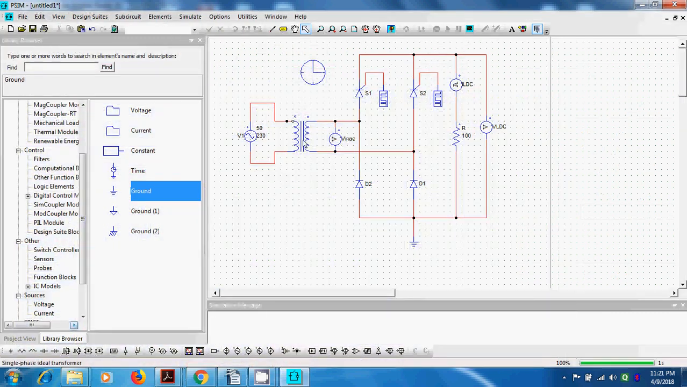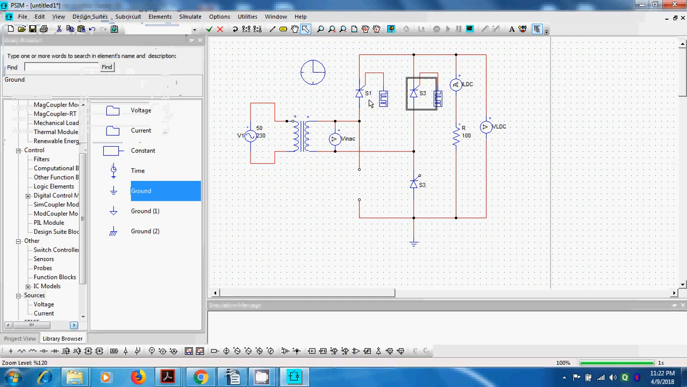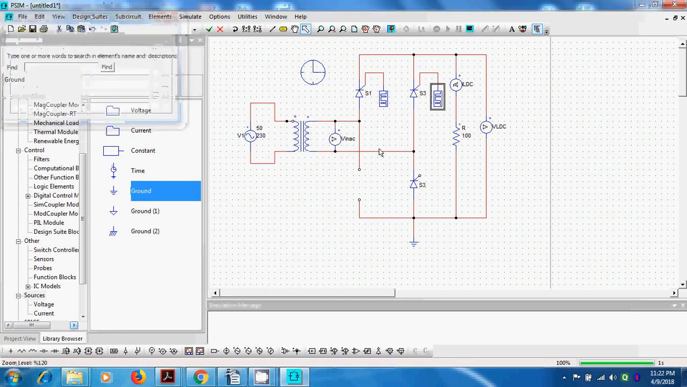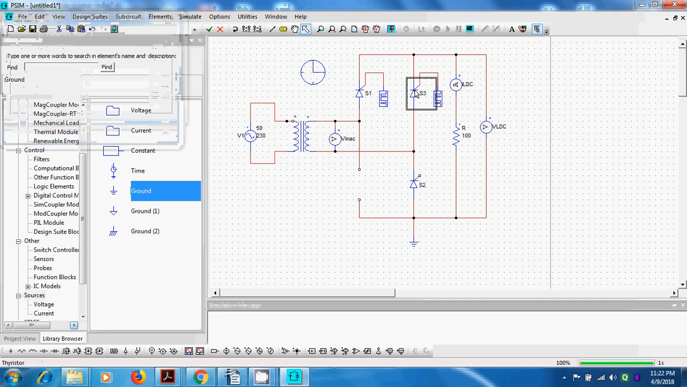Now I have to just replace these diodes by SCRs. So definitely this SCR S1 will be the same for this S2. Now I will change the nomenclature. This will be my S2, so definitely this will be my S3. This is S3, so definitely this will be G3. The nomenclature will not make any sense, but this is for our understanding. This is S2. Similarly, I want one more SCR, that is S4.